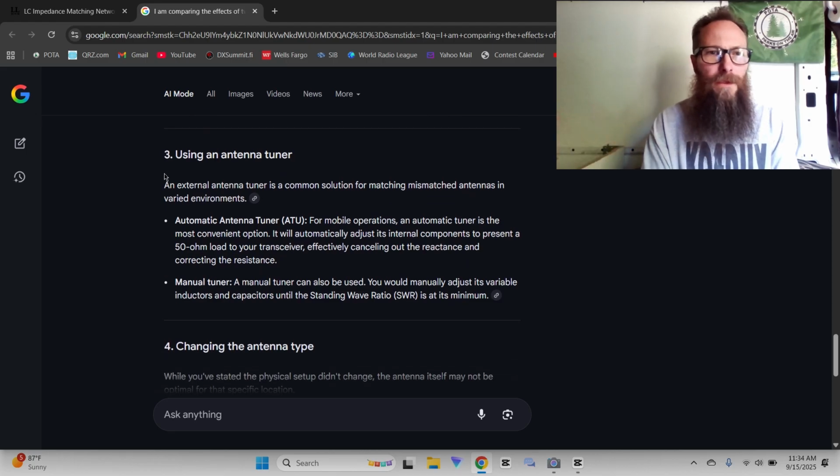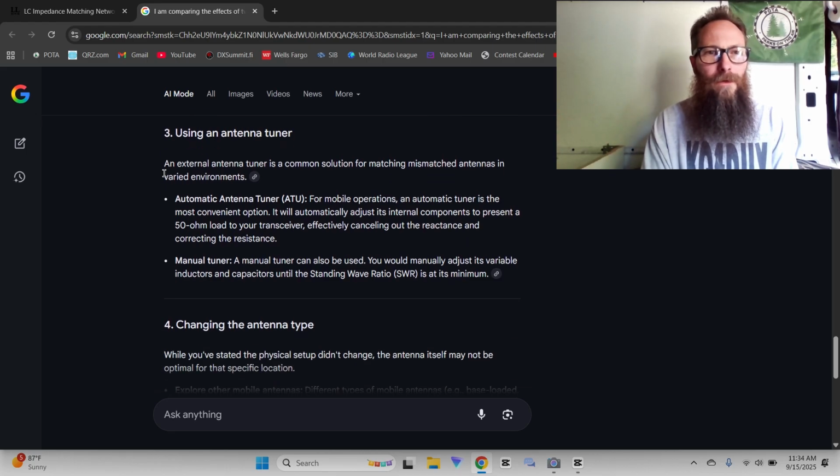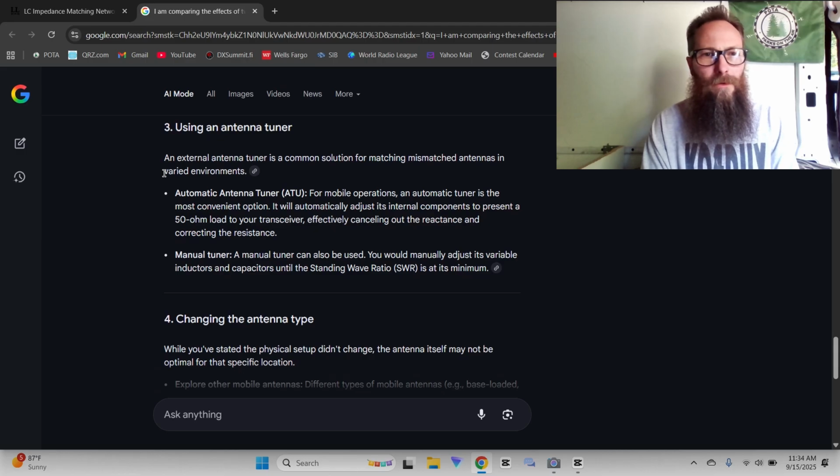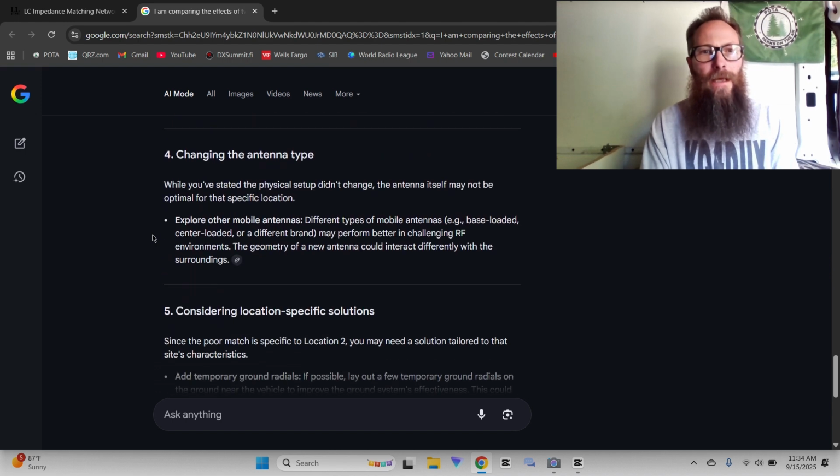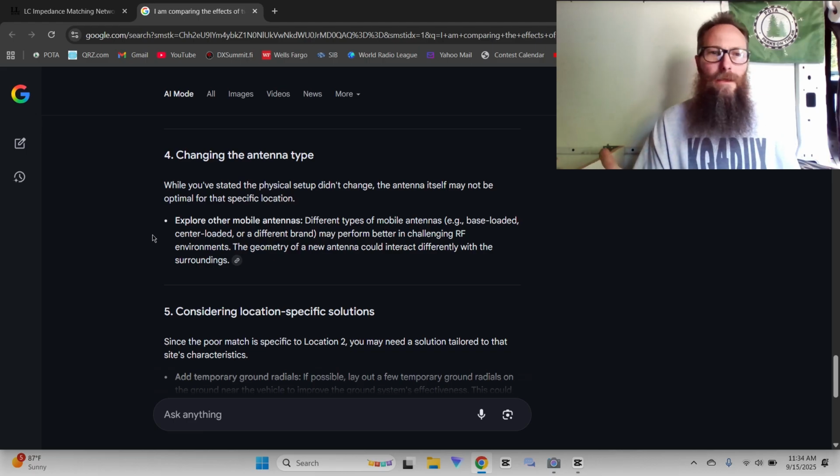Simple step, using a tuner. Okay, yeah, it's kind of a no-brainer, but it talks about an automatic or a manual tuner. Changing the antenna type. Maybe this just is not a good antenna for the environment, and as much as we would like to use a certain antenna, it's not always possible or ideal for every single environment. That's why we have different ones.